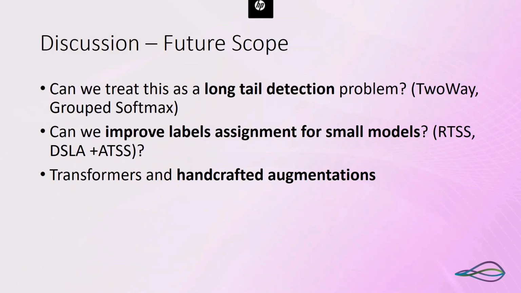Can we improve the label assignment strategies for small models? And lastly, is there actually a need of transformer and handcrafted augmentations? So this is something I would leave all of you with.